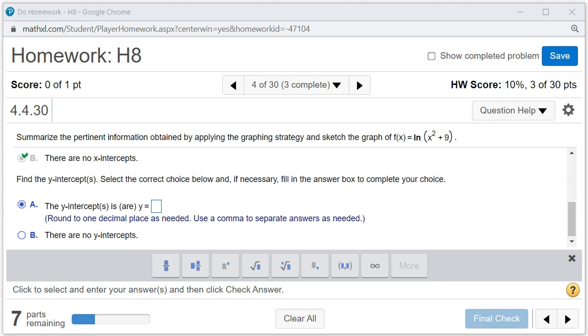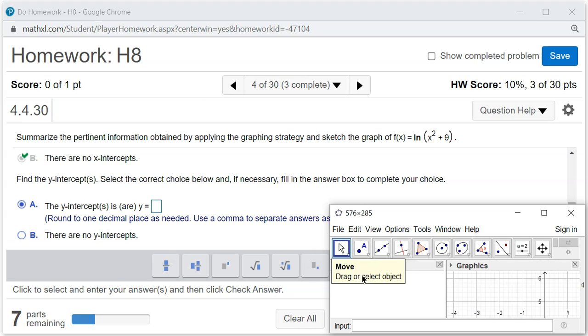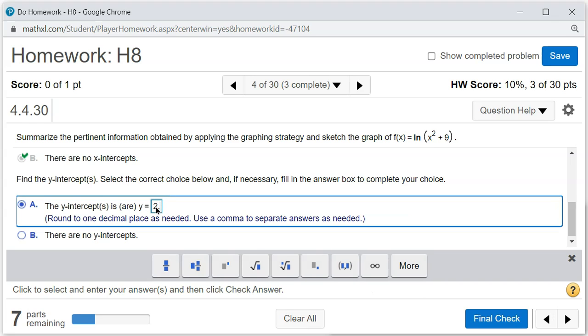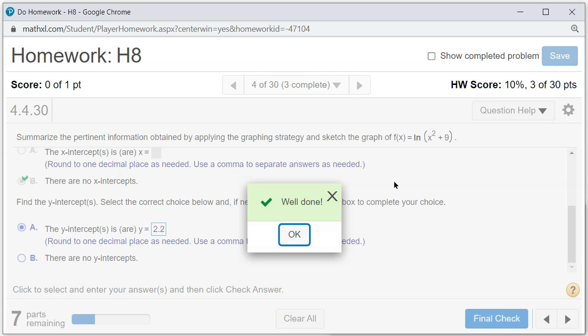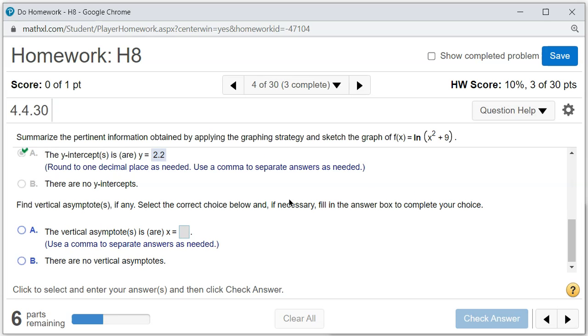Let's do that. I'm going to just bring up GeoGebra. Natural log of 9, and hit enter. So y is about 2.2. Let's check the answer. We got that. Then we want to see if there's a vertical asymptote, but this function is defined everywhere, and there's no vertical asymptote. We got that.